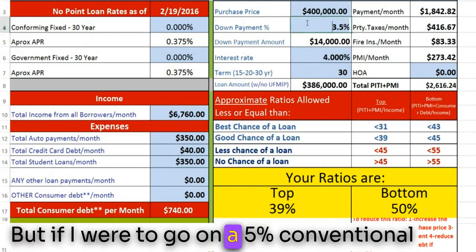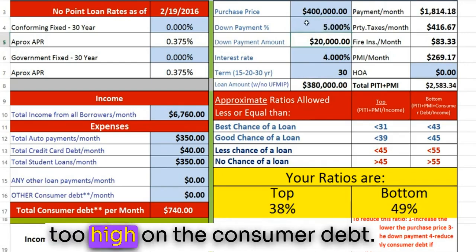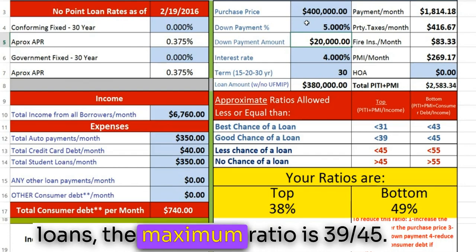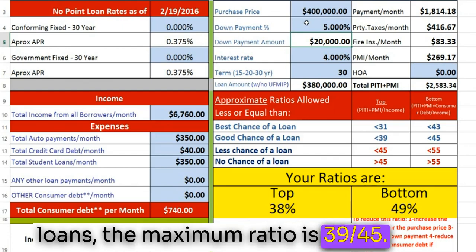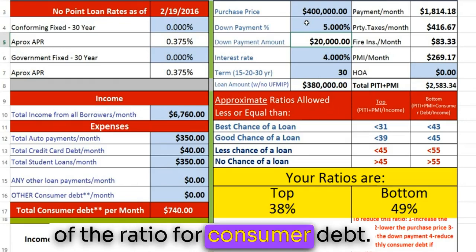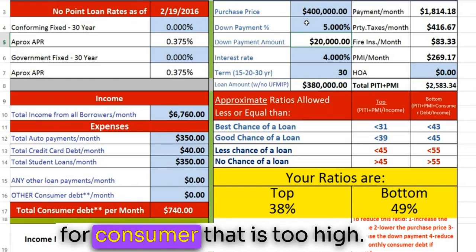But if I were to go on a 5% conventional loan, my ratio is 38.49, which is too high on the consumer debt, because remember, for conventional loans, the maximum ratio is 39.45. So at this point, I'm already outside of the ratio for consumer debt, even though I would have qualified for the housing.